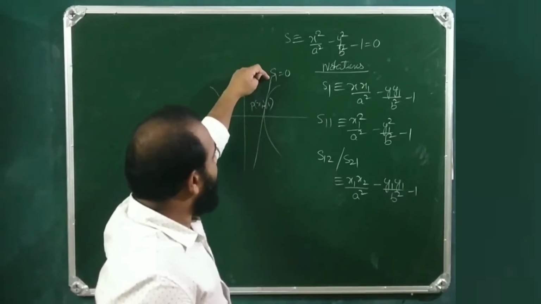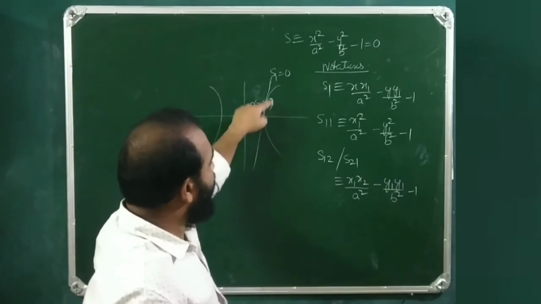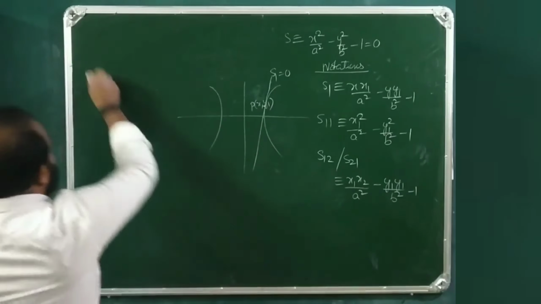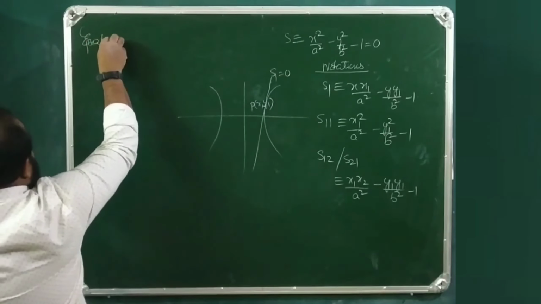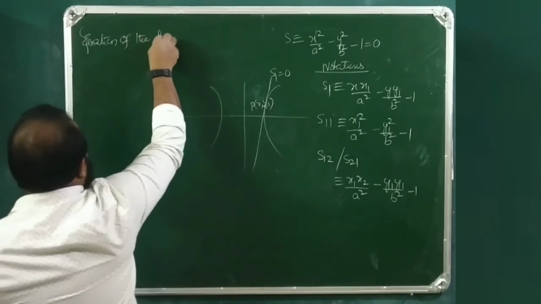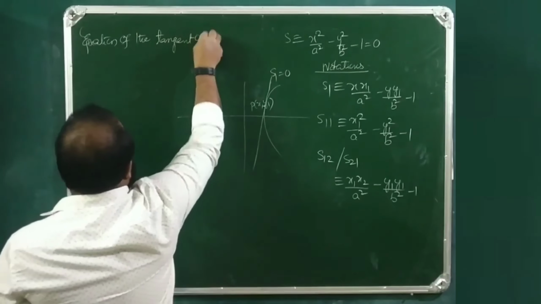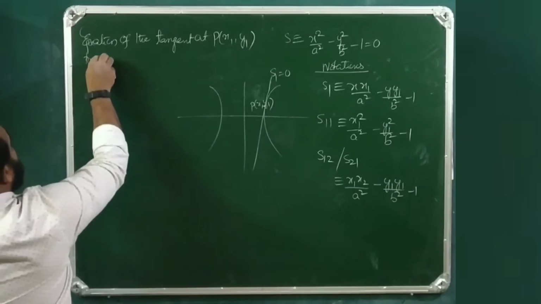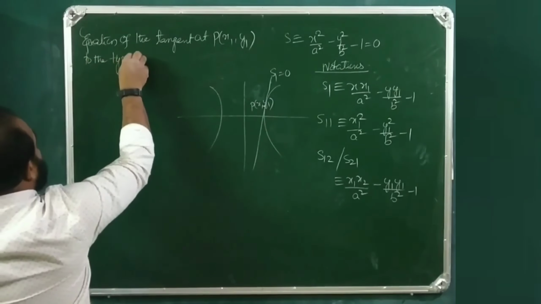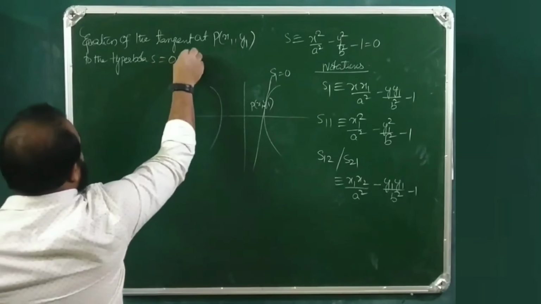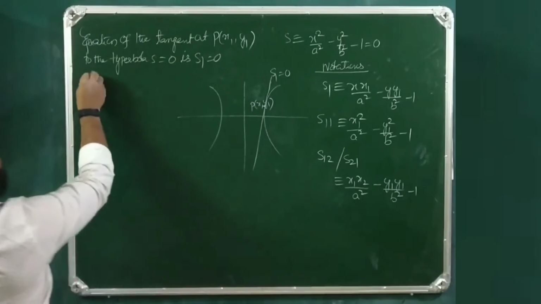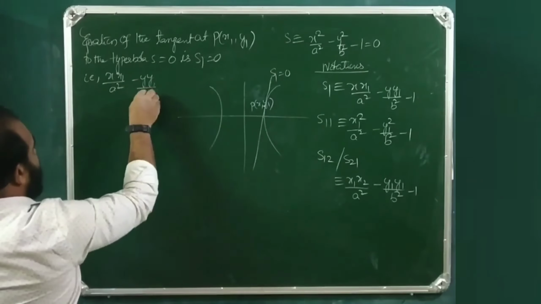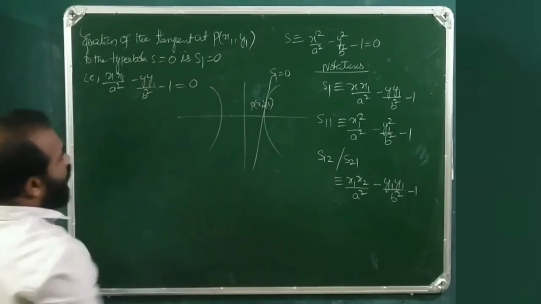Now the equation of the tangent at P(x1, y1) to the hyperbola S equals 0 is S1 equals 0, that is xx1 by a square minus yy1 by b square minus 1 equals 0.